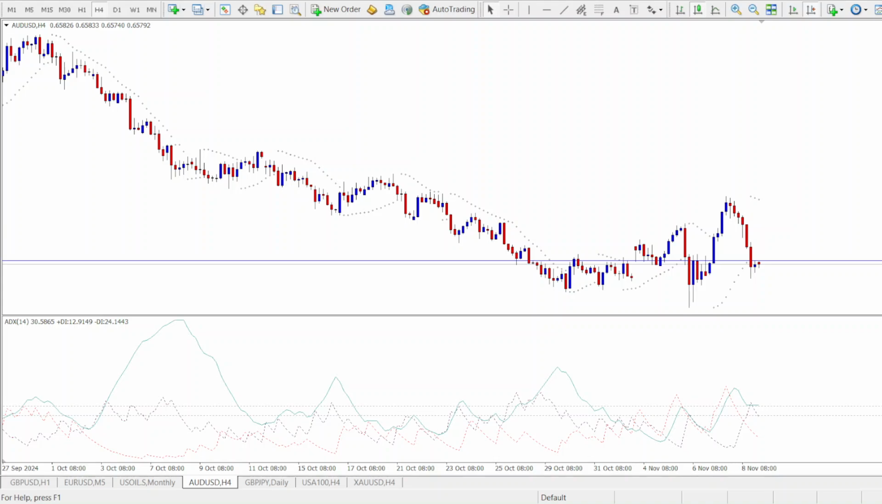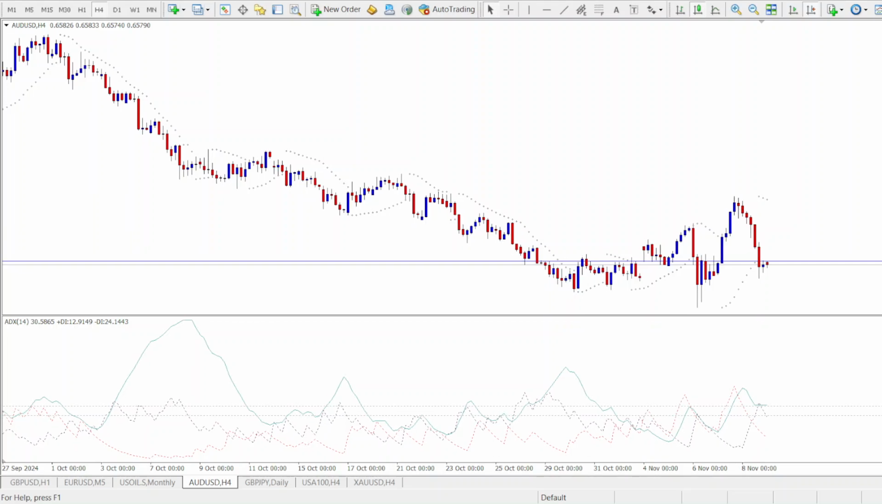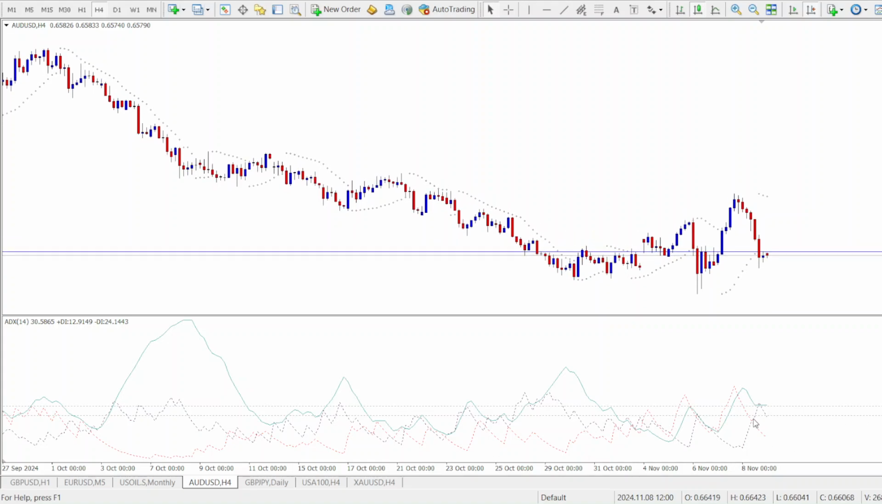Now let us start by understanding the ADX, which stands for Average Directional Index. The ADX is a technical indicator developed to measure the strength of a trend, not its direction. The ADX gives you a numerical value that ranges between 0 and 78 based on the value in this default.